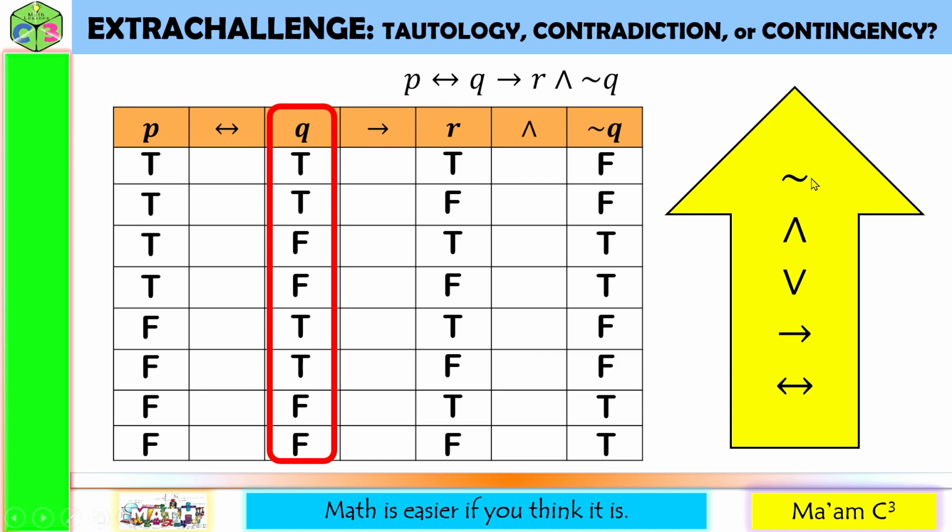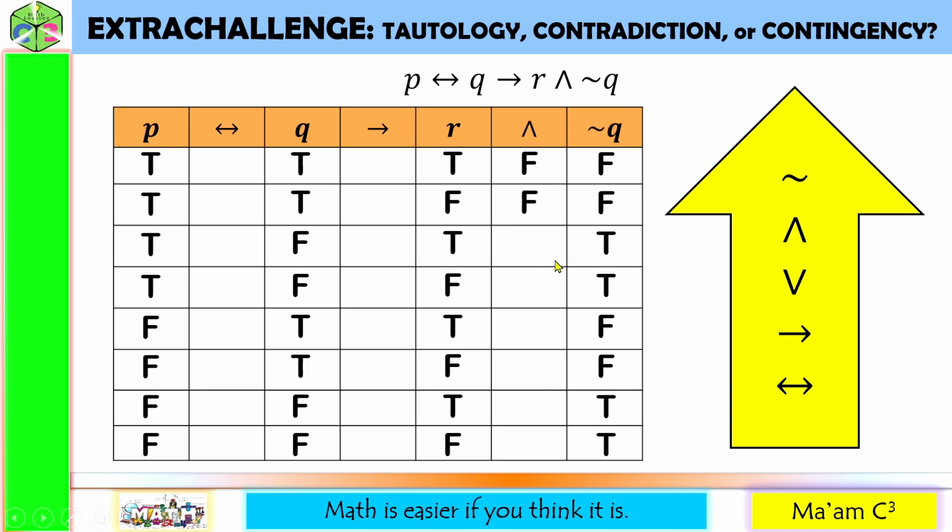After negation, conjunction comes next. So we are going to perform the conjunction. For conjunction, both propositions must be true so that it will be true. So here I only have one true, so this is false. I have both false, so this is false. Both true, so this is true. Only one true, so this is false. Only one true, so this is false. Both false is still false. Both true, so this is true. And one true, so this is false.